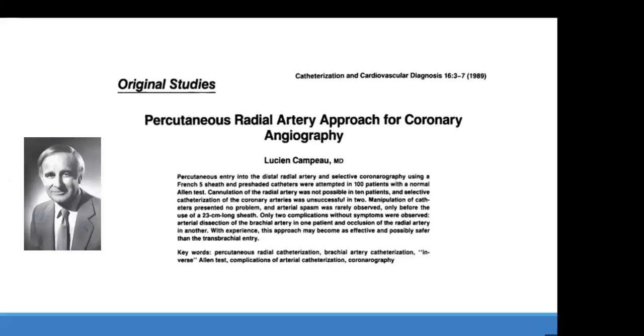You can't start a talk about radial access or coronary angiography without talking about this figure, Lucien Campeau. He was an interventional cardiologist at the Montreal Heart Institute, where I was trained. He was actually dead when I did my training there, but he has a statue under his name because he is considered to be the reviver of radial access in the world. There is another one, Kiemeneij, who was also the second wave reviver. Many people don't know this information.